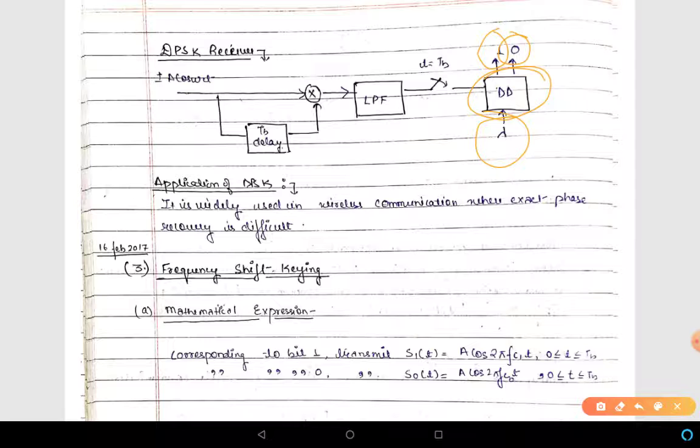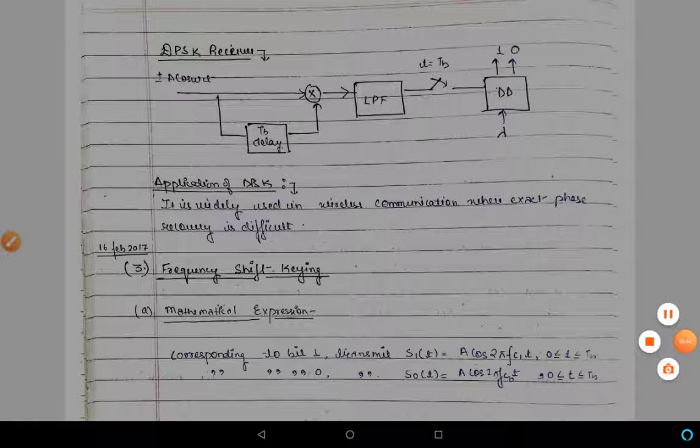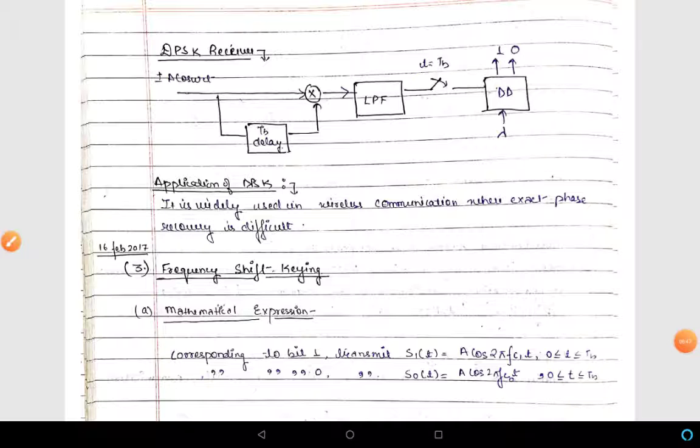So this is something about DPSK, which is an important non-coherent modulation scheme in communication engineering.